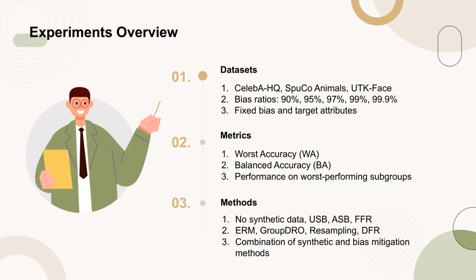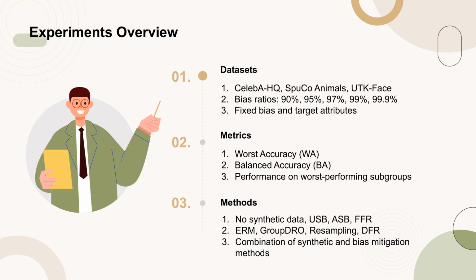In this section, we will discuss the datasets used in our experiments, the metrics employed to evaluate model performance, and the methods applied. We used three standard bias mitigation datasets: CelebA-HQ, Spurious Animals, and UTKFace. These datasets were chosen to study the effect of synthetic augmentation on varying amounts of bias. We fixed the bias and target attributes per dataset and manually varied the bias according to 5 main ratios ranging from moderate to severe. To measure the model's spurious behavior, we used worst accuracy, WA, and balanced accuracy, BA.